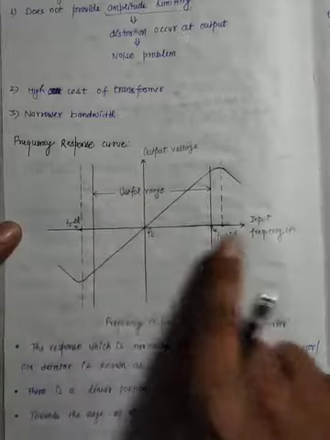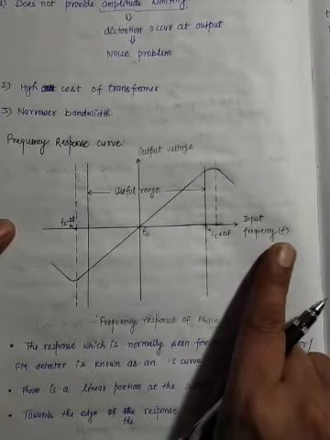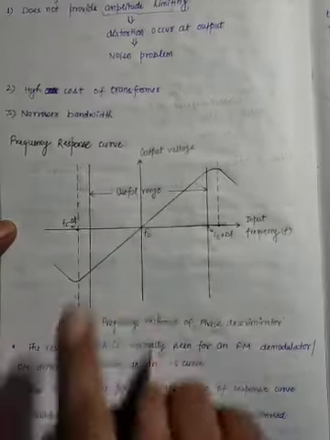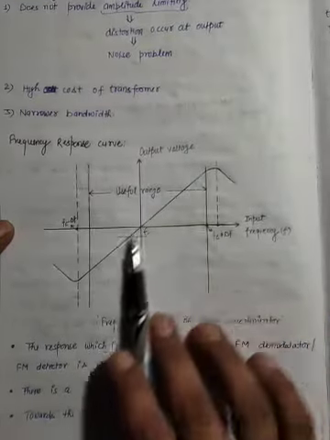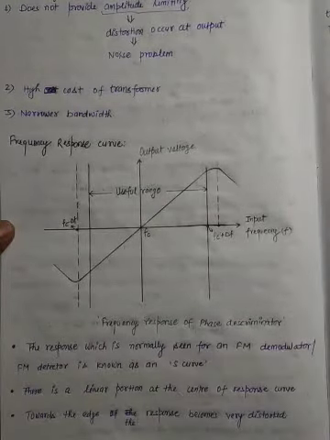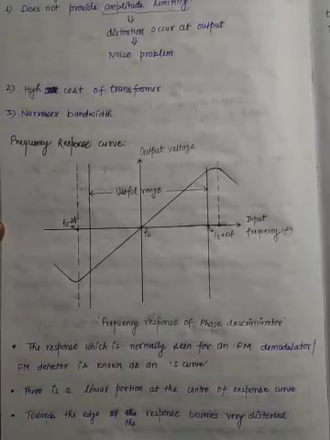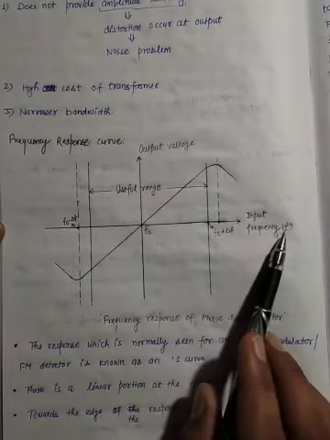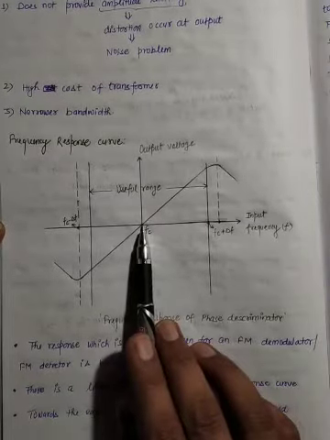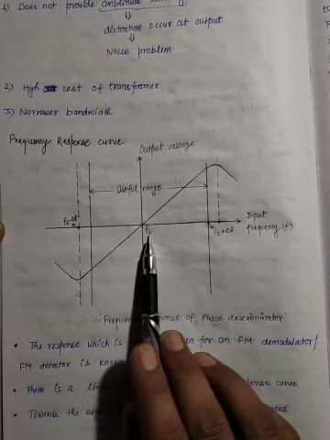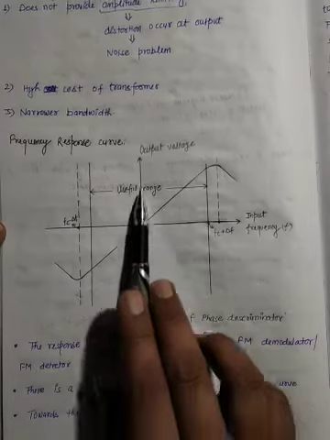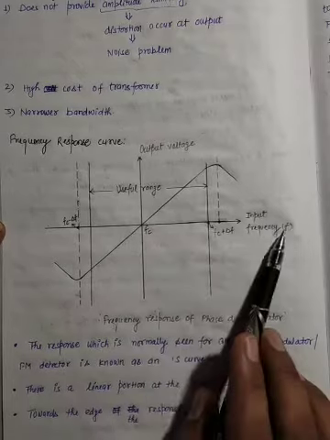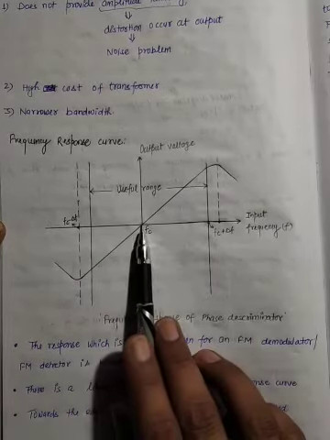This is a curve between the input frequency f and the output voltage. This curve is known as the frequency response curve, the resultant curve of the Foster-Seeley discriminator. You see here that when the input frequency f is equal to the center frequency Fc, the output voltage of the discriminator will be 0. Look at here, when f is equal to Fc, the output voltage of the discriminator is 0.